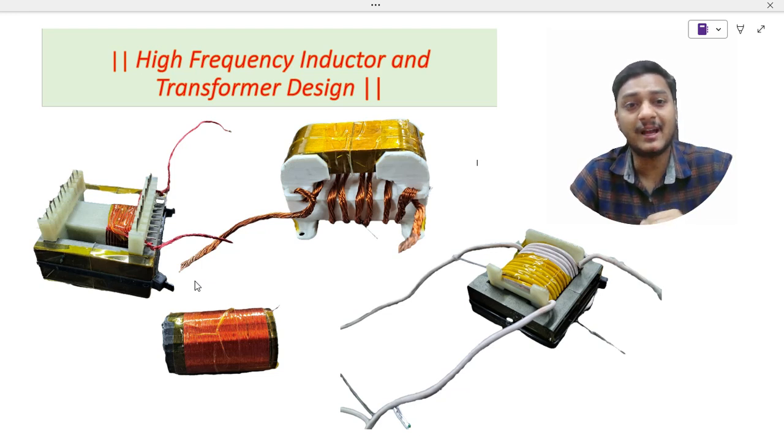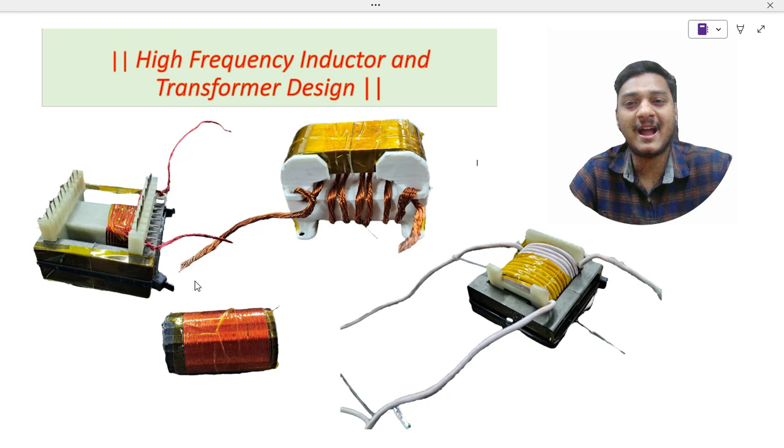Okay, but I learned some method thanks to my guide, my professor, Dr. Satish Belkode sir, who taught me how we can design the inductor and transformer. The same method I'm going to teach you as well. Credit goes to them, because if they had not taught me, I would not be able to deliver it to you people.